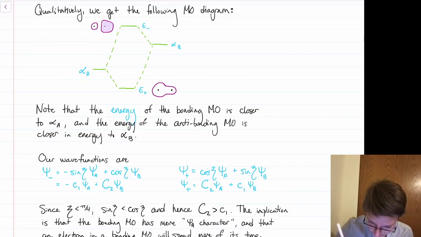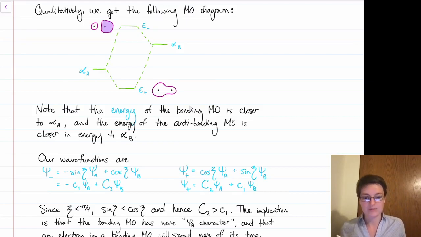So my MO diagram and the shapes of these wave functions are going to look a little bit more as I've drawn them here than they would in the symmetric case. And that's all due to the fact that for heteronuclear systems, our atomic orbitals do not have the same energy, and so we don't end up with symmetric looking wave functions.